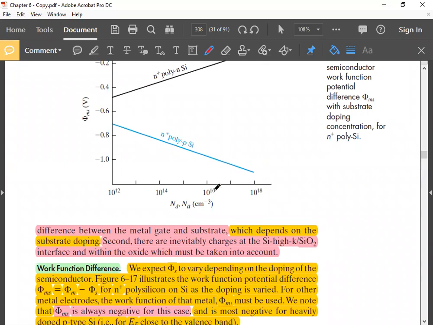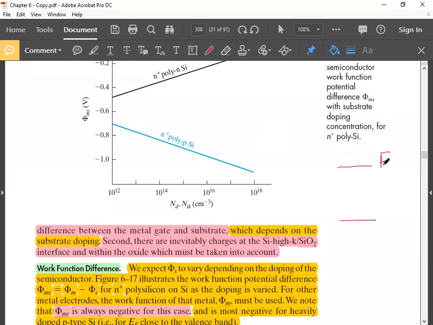Why? Because you can understand, if you dope p-type more heavily, the semiconductor Fermi level will go down. The gap between Ei and EF will increase. Understood? Or should I draw? If you want, sir, you can.